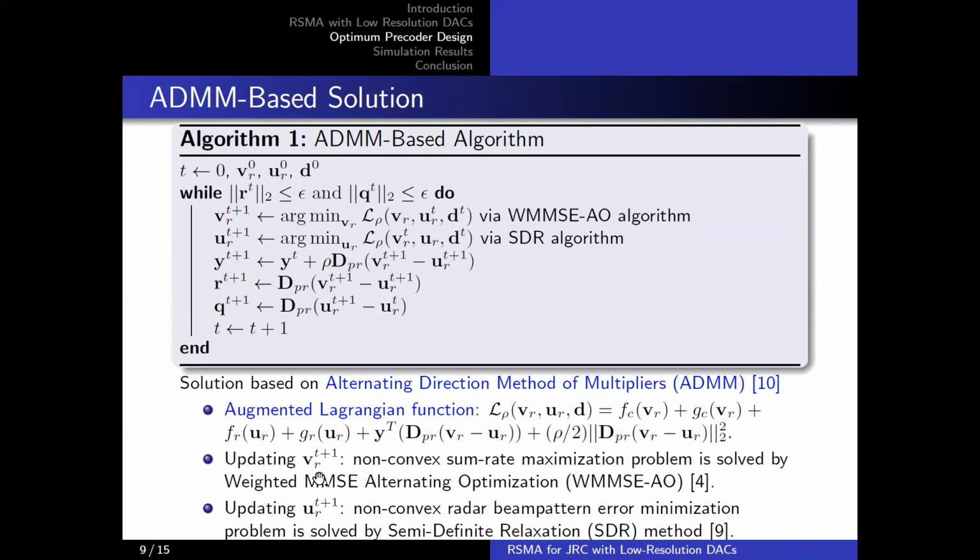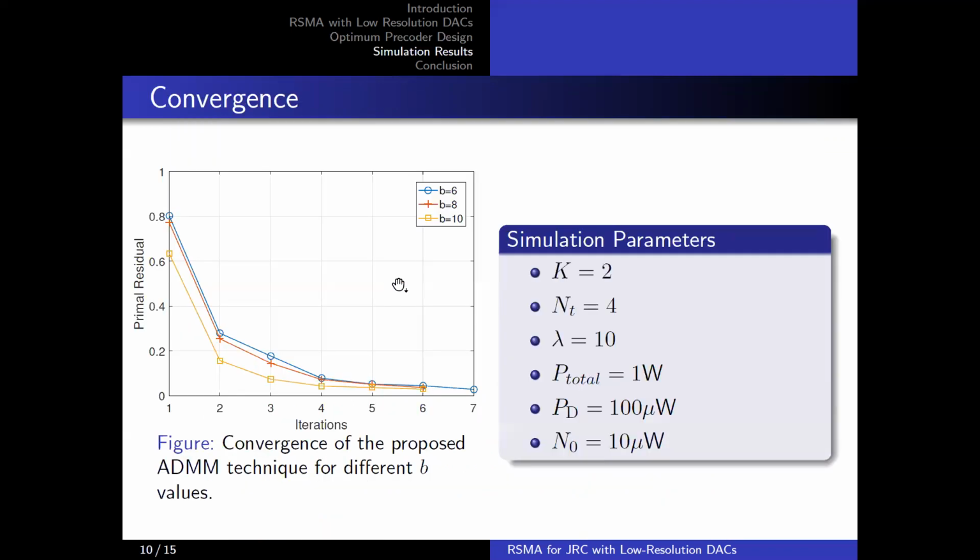In the first part, we solve the non-convex problem of sum rate maximization with the additive augmented Lagrangian parameter by the weighted MMSE alternating optimization method and obtain the updated precoder vectors. In the second part, we solve the non-convex problem of radar beam pattern error minimization with the additive augmented Lagrangian parameter under the total transmit power budget constraint by the semi-definite relaxation method and obtain the updated precoder vectors. We iterate in this manner until a convergence condition is satisfied.